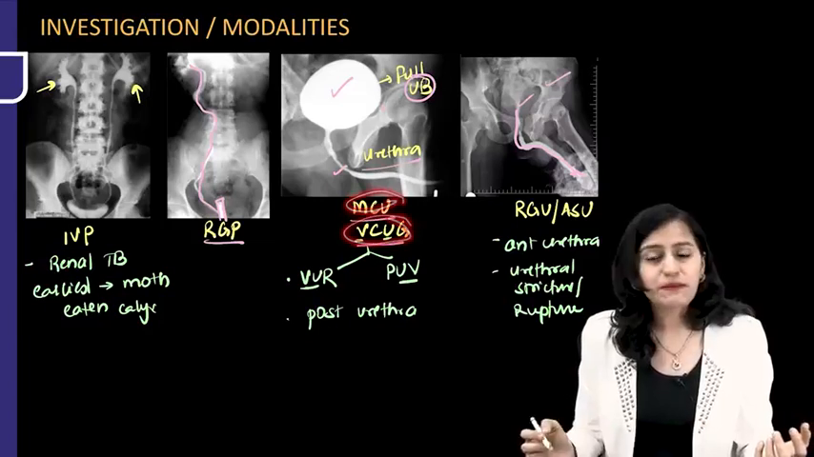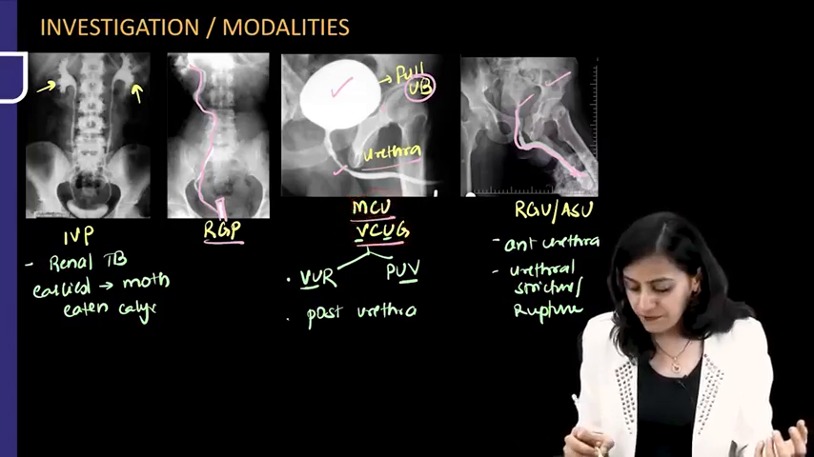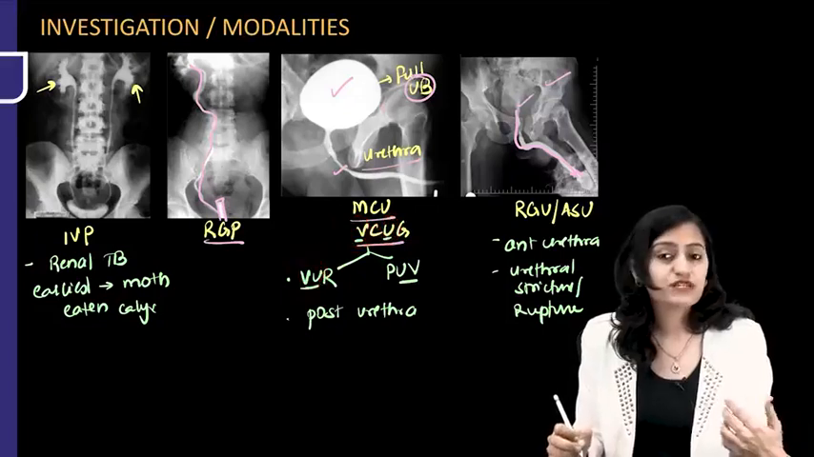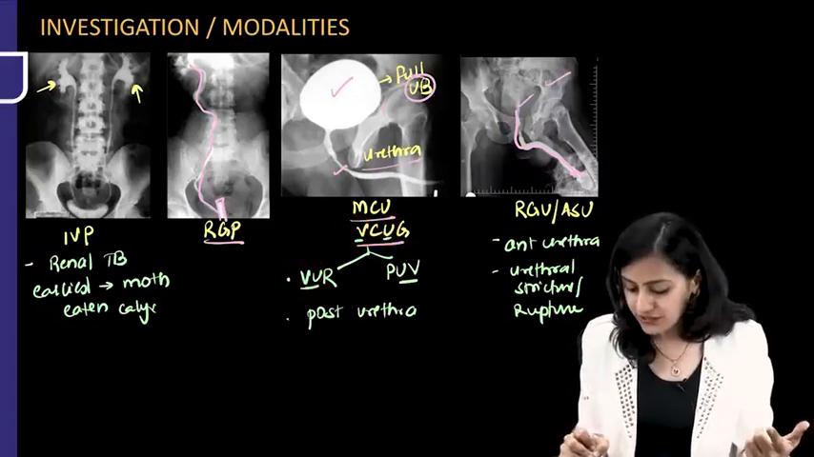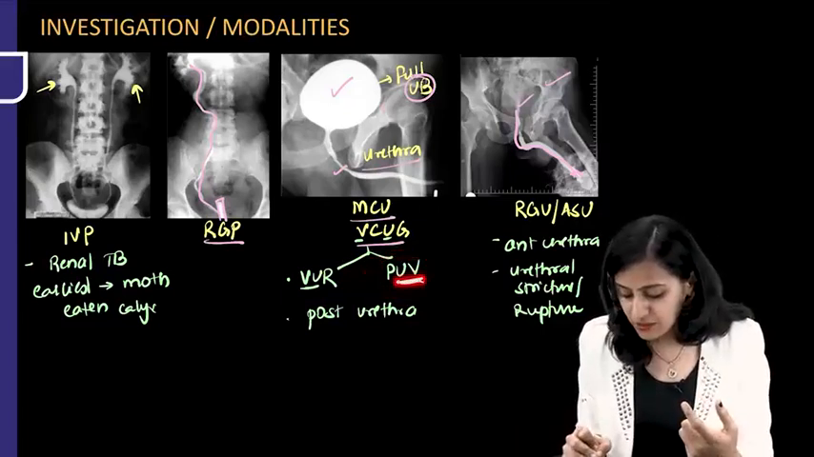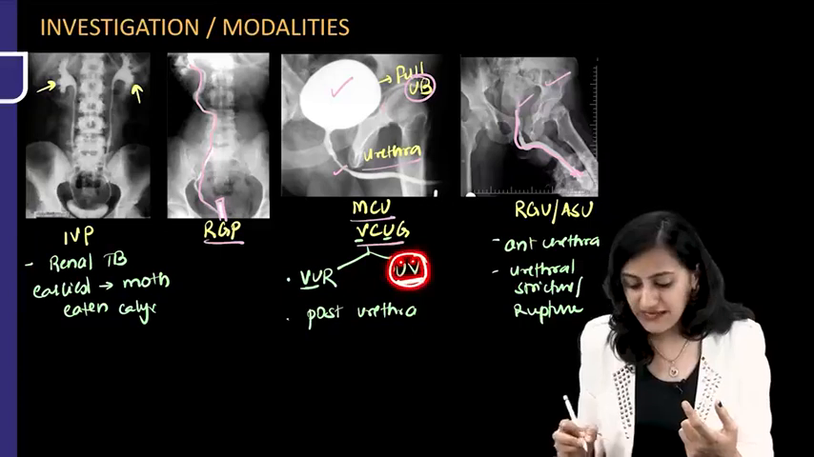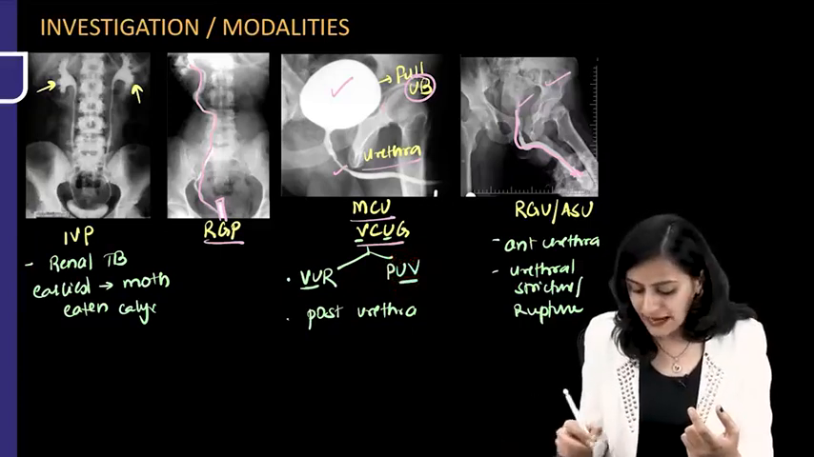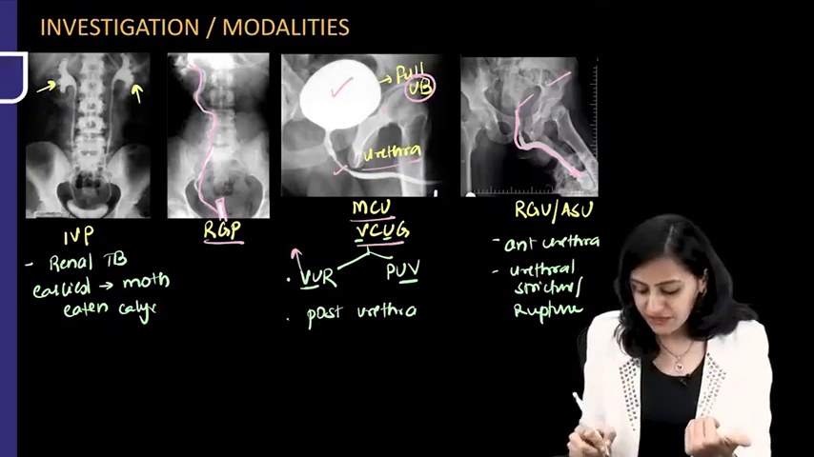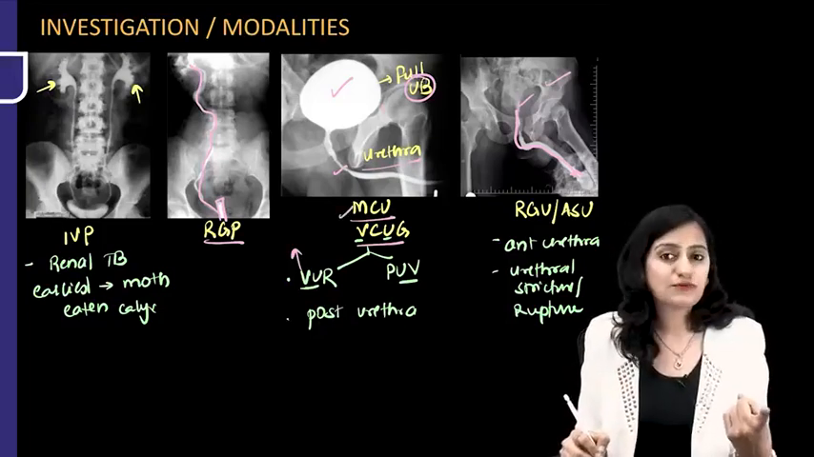MCU or VCUG, remember, is the investigation of choice for VU. Remember the VU, it is the investigation of choice for VUR, vesico-ureteric reflux, and VU containing a pathology that is posterior urethral valve. It contains the U and the V both. And remember that in VUR, if the question is to demonstrate the reflux, MCU is the investigation.